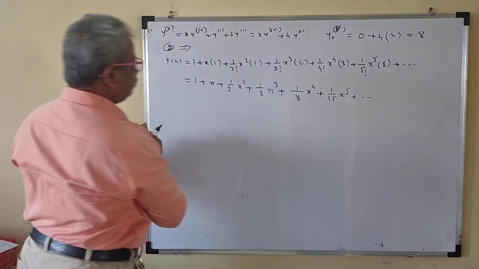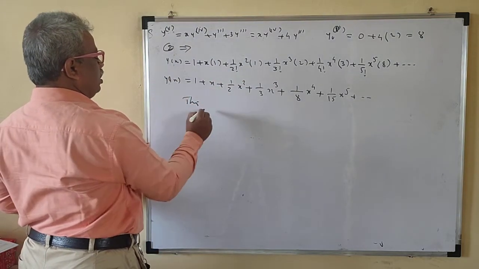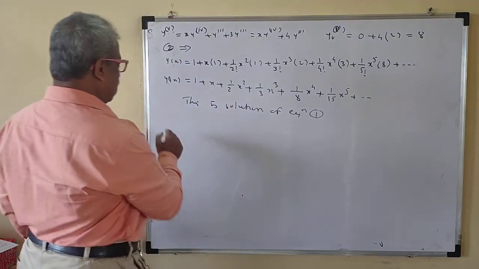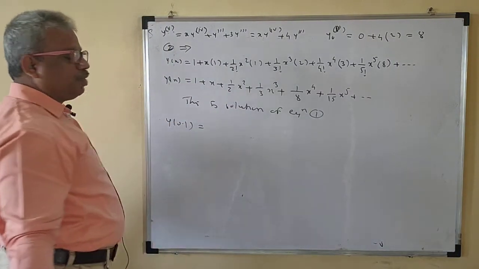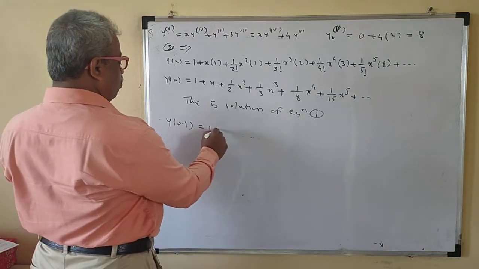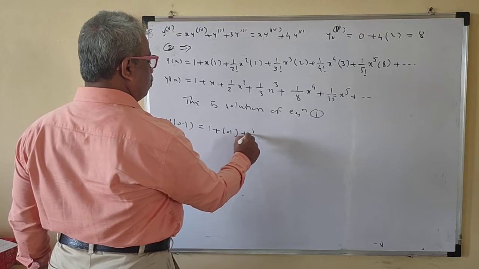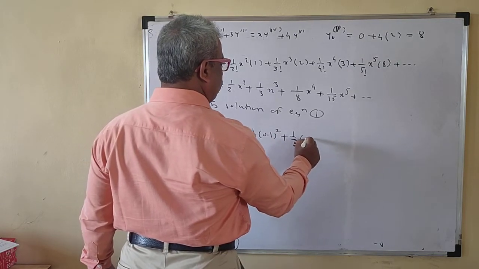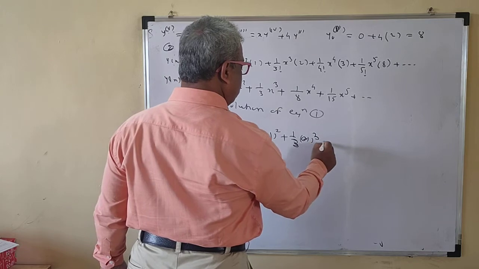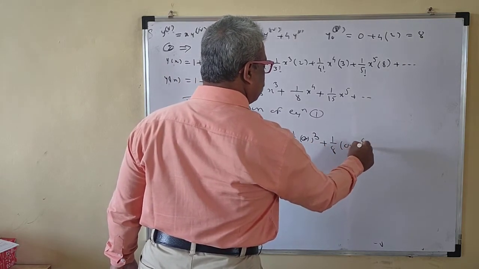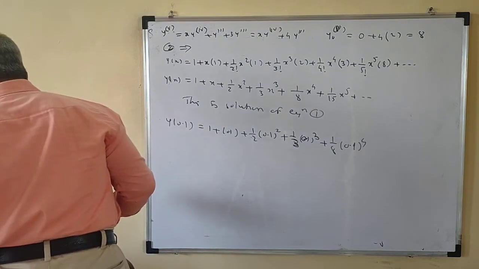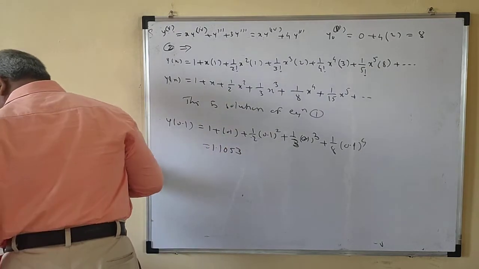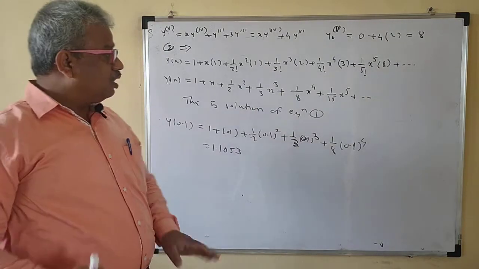So this is y of x, the solution of equation 1. Now you have to find y of 0.1. So this is 1 plus 0.1 plus 1 half 0.1 square plus 1 by 3 0.1 cube plus 1 by 8 0.1 raised to 4. It is enough now. So the value will be 1.1053.